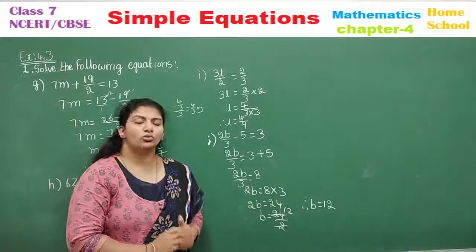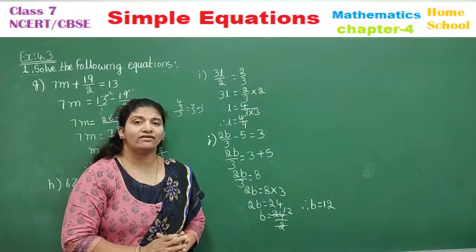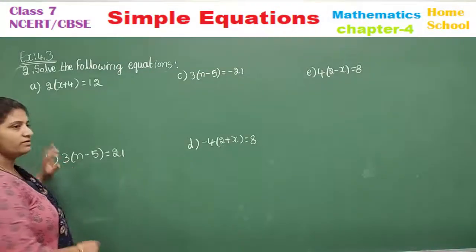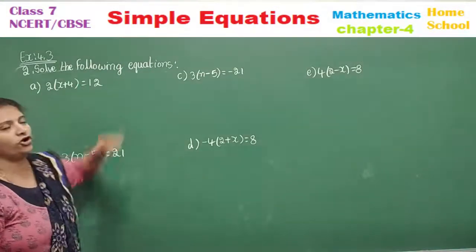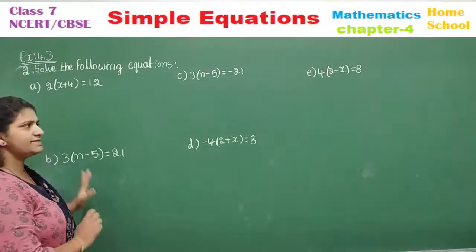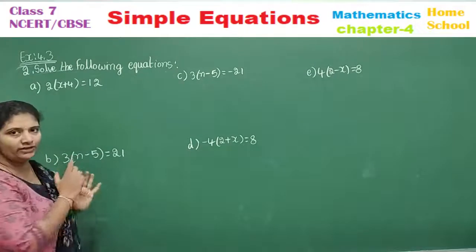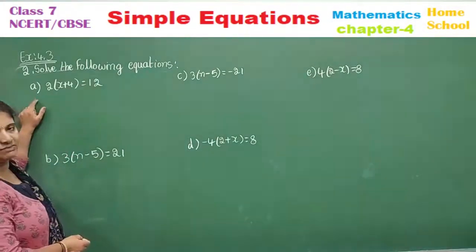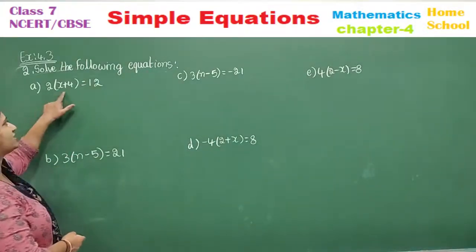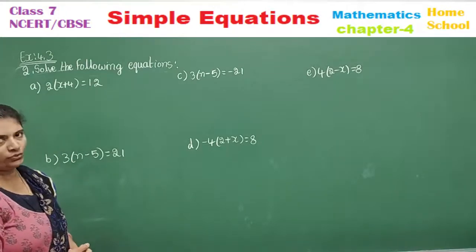Right? Slowly you do, children, and carefully you do this. Second main: solve the following equations. In the same manner, but observe the equation given and according to that you try to solve. First sub-question A: 2 into (x plus 4) is equal to 12.